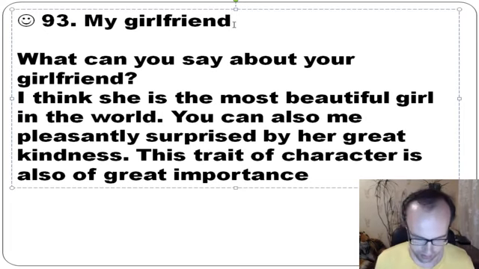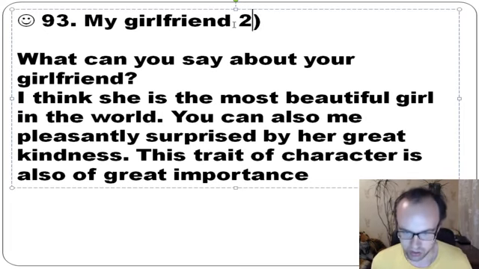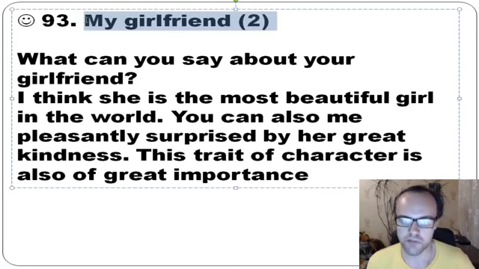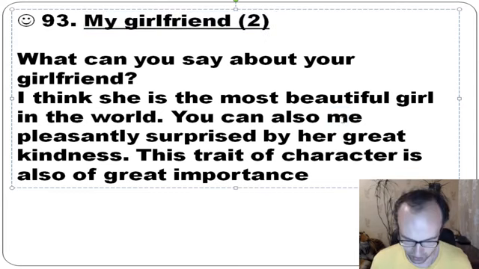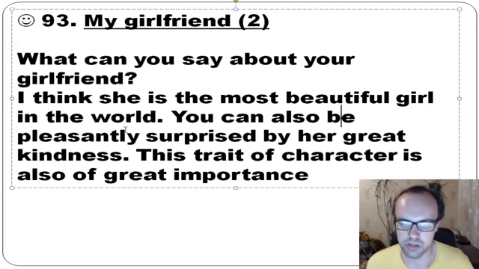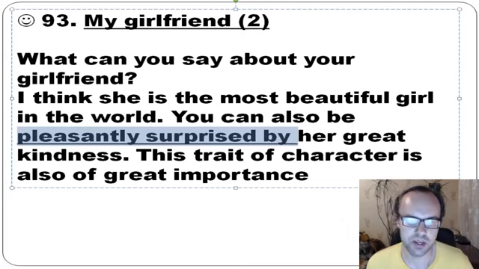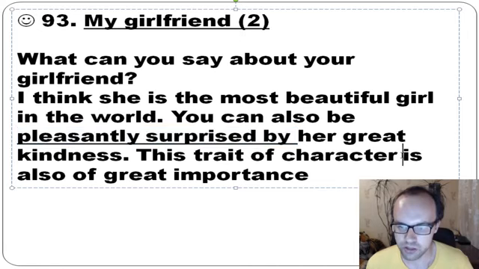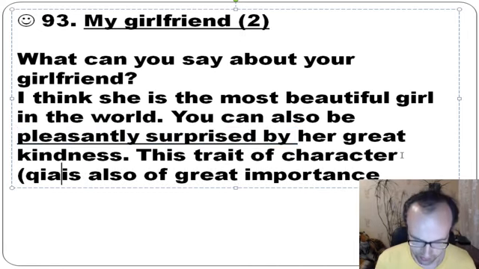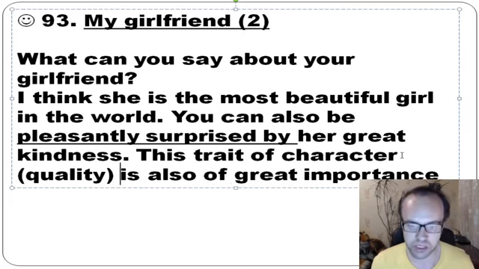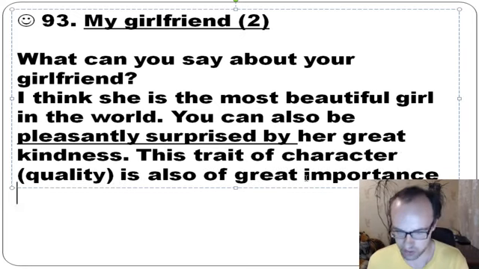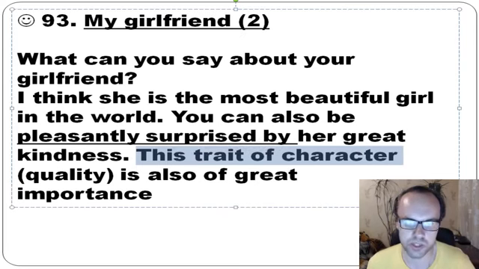Well, my girlfriend. So what can you say about your girlfriend? I think she is the most beautiful girl in the world. You can also be pleasantly surprised by her great kindness. It means she is very kind. This trait of character, or this quality, is also of great importance. It means it's very important.